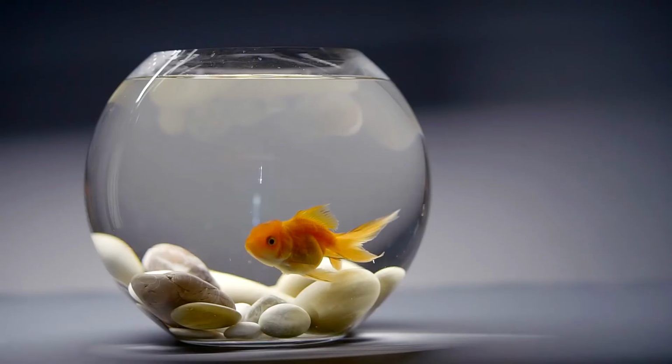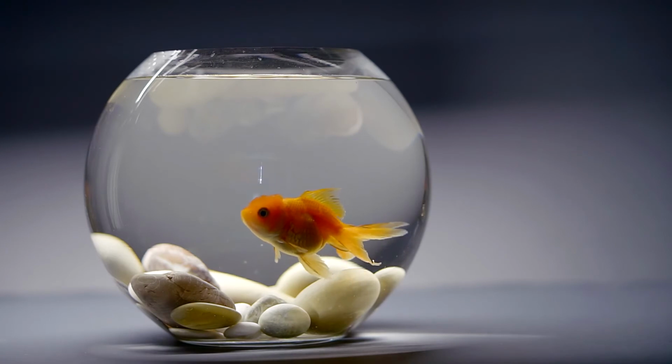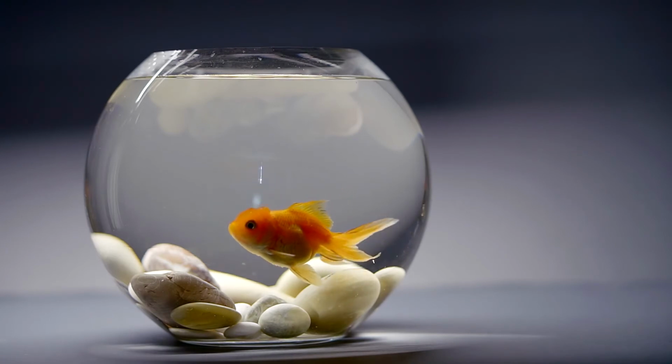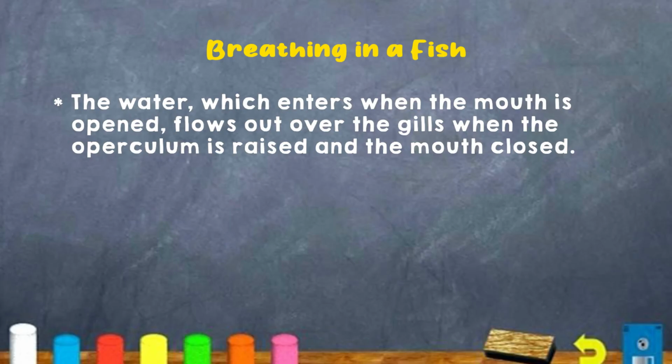I'm sure if you have looked at fishes in an aquarium, you would have noticed the mouth going up, open, close, and the gill cover flapping, right? Now that movement is what enables the fish to breathe. So students, the water which enters the mouth when it is open flows over the gills when the operculum is raised and the mouth closed.